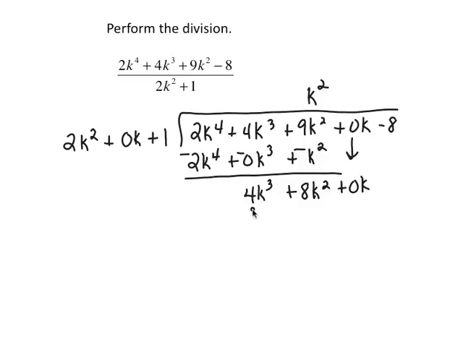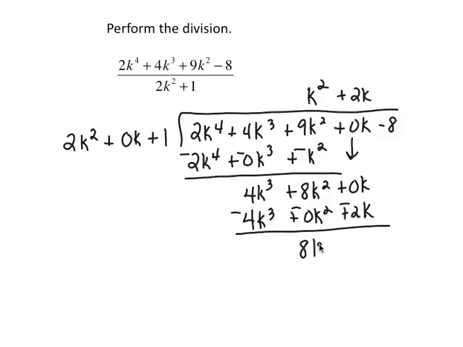So 2k squared times what will give me 4k to the third? Well, that's just 2k. Then we multiply back and we get 4k to the third. 2k times 0, again, we just get a 0 here. And finally, 2k times 1, we get 2k. Again, I want to draw my line, change my signs. This is just 0. Here we get 8k squared and a negative 2k. And I want to bring down that last term, and I just need to do this one more time.